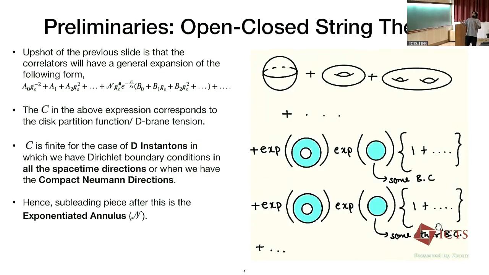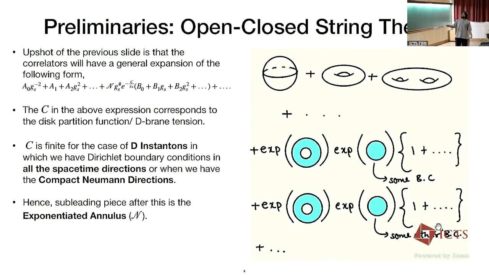Next, open closed string theory. The upshot of the previous slide is that in open closed string theory, you will have correlators whose general expansion will look like this. In the beginning, there will be that perturbative series I showed in the first slide, which corresponds to the closed string theory sector, you can say. And then comes a series which is suppressed by e to the minus C by g_s, because as g_s becomes small, this doesn't have a good Taylor expansion. So it's non-perturbatively disconnected from the first series.